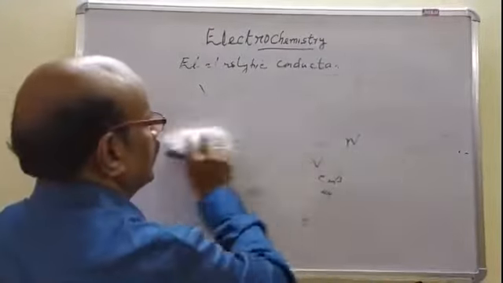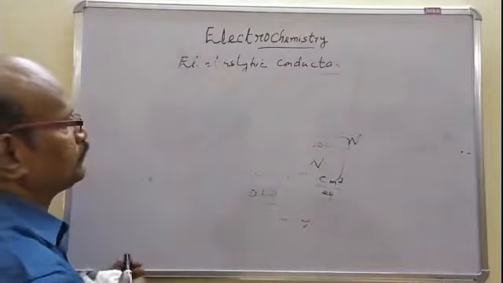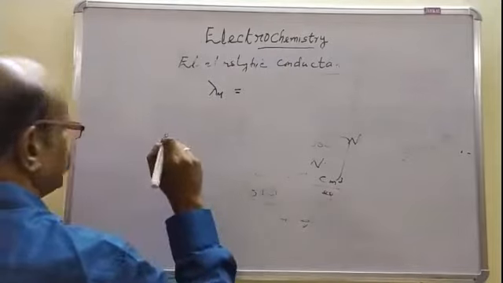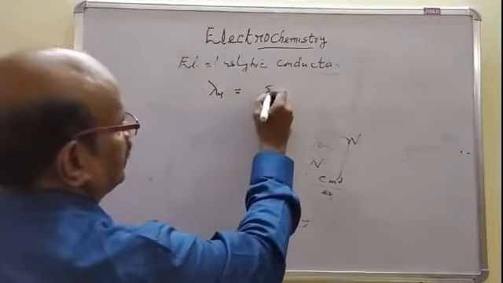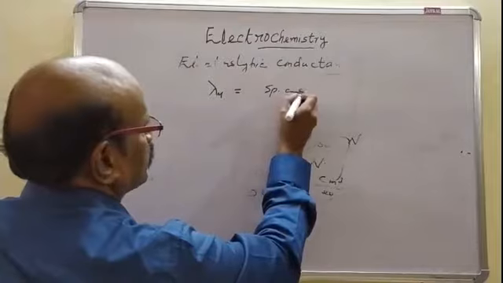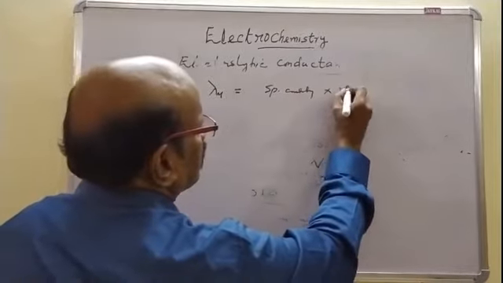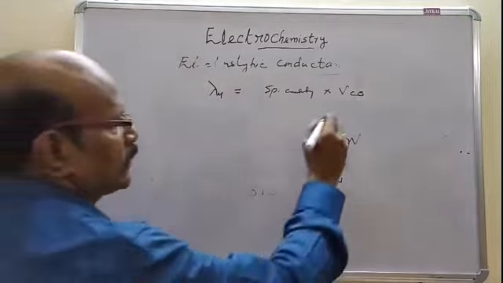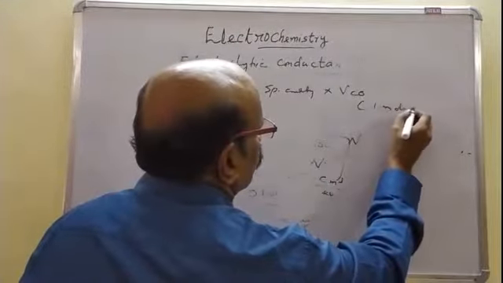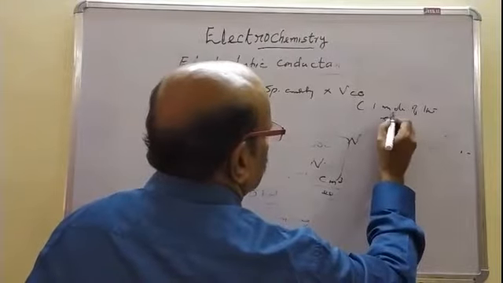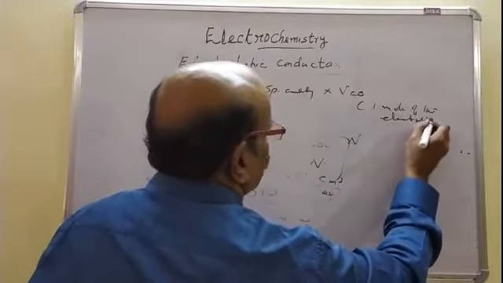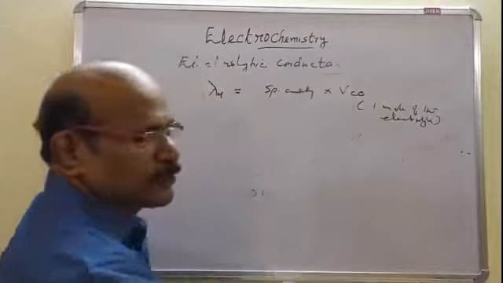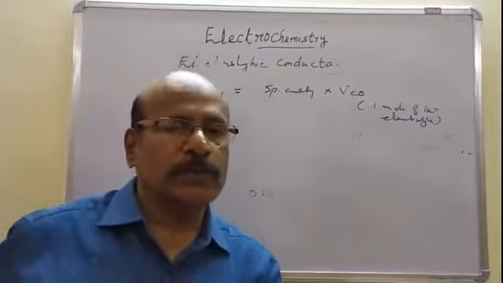Okay. The next is molar conductivity, lambda m. Similarly, the molar conductivity lambda m is defined as the product of specific conductivity and the volume of the solution in cc containing 1 mole of the electrolyte. One mole of the electrolyte. That's the difference. The former case is one equivalent of the electrolyte. In this case, V is the volume of the solution in cc containing 1 mole of the electrolyte.